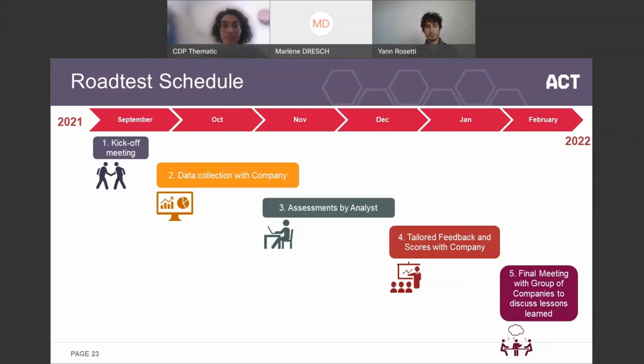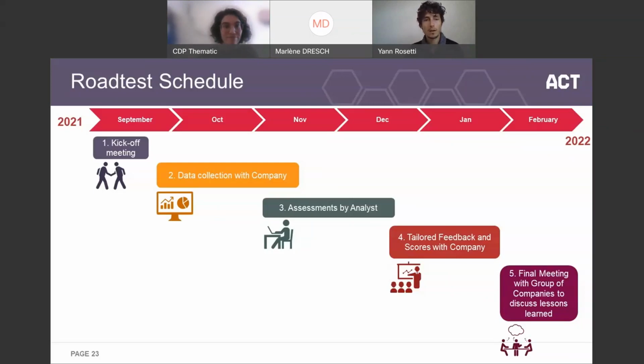Once the data collection is done, the analyst will carry out the ACT assessment and then provide you with the tailored feedback and have a meeting to explain the feedback and the results from that assessment. And finally, at the very end, we will have a final meeting with the companies that took part in the road test, as well as all of the people that took part in developing the methodology, just to discuss, again, what worked, what didn't work, and the lessons learned from the entire methodology development project.